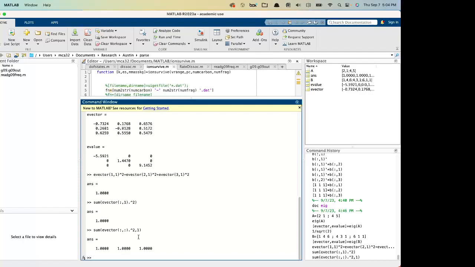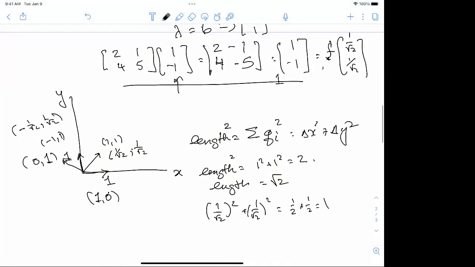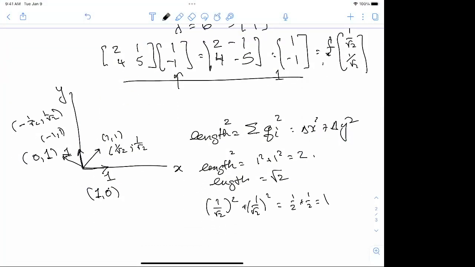So I know that these are normalized eigenvectors. The sum of the squares of the elements is 1. Now I want to show they're orthogonal. If we go back to our idea here of our Cartesian coordinates, obviously x and y are orthogonal. They point in different directions.